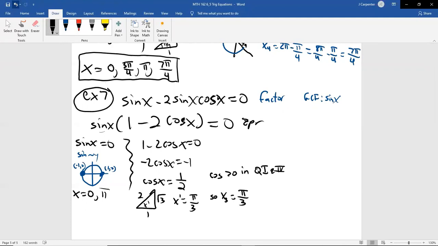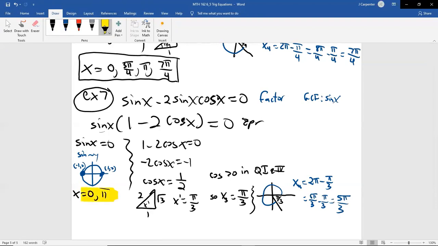But for the fourth one, we need to put the reference angle of pi over 3 in quadrant 4. So here is our pi over 3, meaning that our actual angle is this. So x4 would be 2 pi minus pi over 3, which is 6 pi over 3 minus pi over 3, and that's 5 pi over 3. So far, 1, 2, 3, 4 solutions.